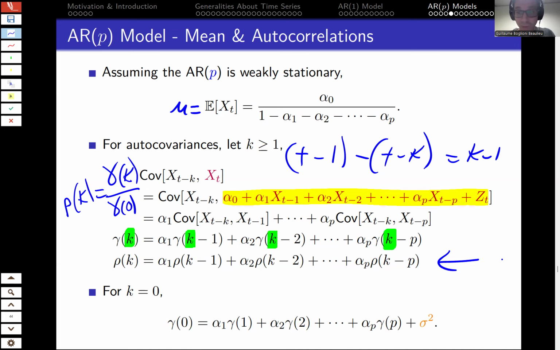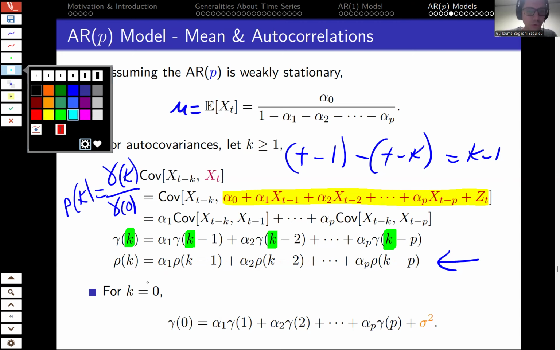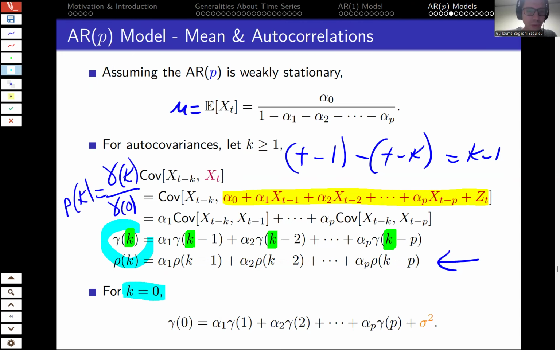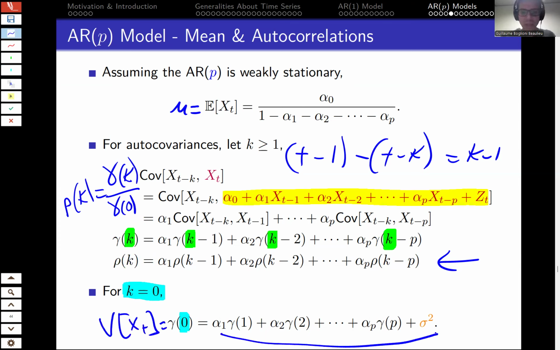We have not found the variance of the process because this was valid for k bigger than 1, but we can easily find the autocovariance at 0, also known as the variance of the process. We find it with the same idea. You also start with this, but now k is 0.